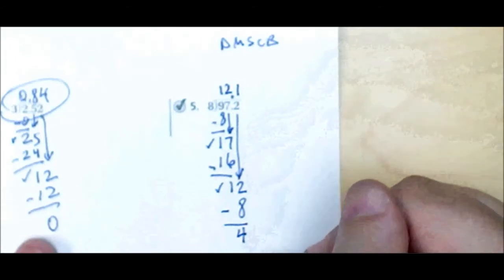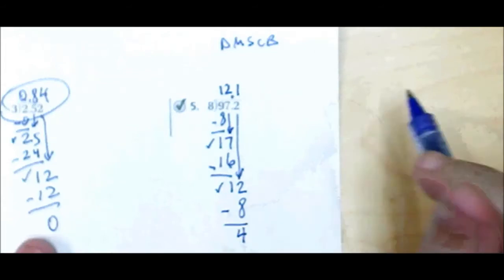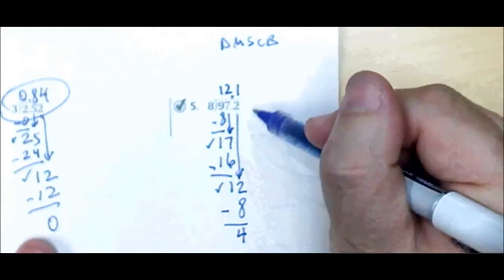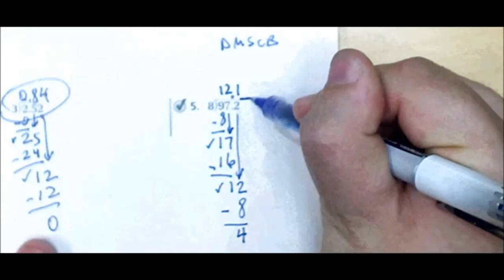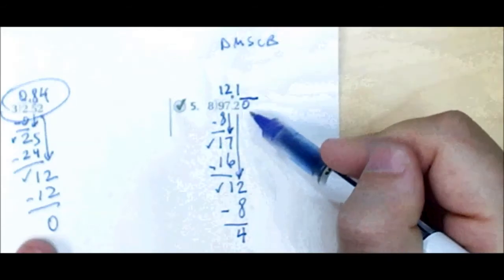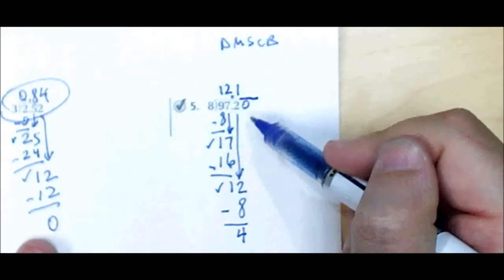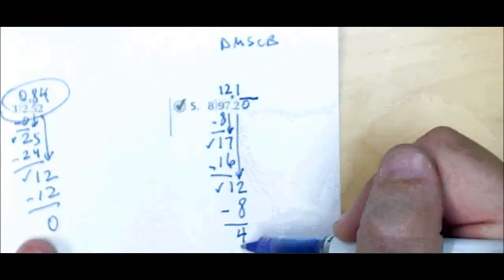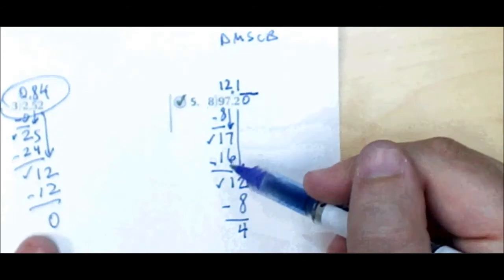So do I say 12.1 remainder 4? No, never. We do not have remainders with decimals. So here's what you do. I'm just going to extend this out a little bit, and I'm going to add a 0 to my dividend. Now, since this is a decimal number, I can add as many zeros as I want. It does not change the value, but it does help me to get rid of this remainder. So now I can bring down this 0.